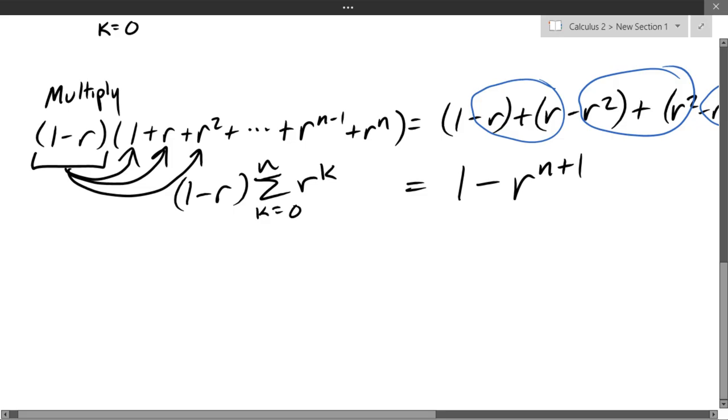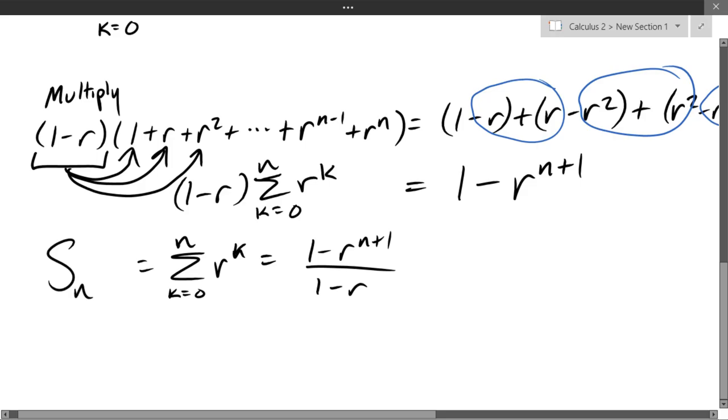So now I'm going to solve for the summation by dividing by 1 minus r. So we have summation k equals 0 to n of r to the k equals 1 minus r to the n plus 1 over 1 minus r. And we can call this S_n. So that's the nth partial sum.